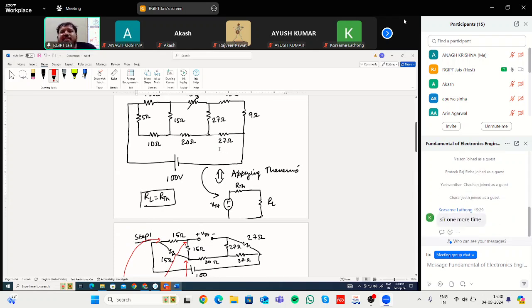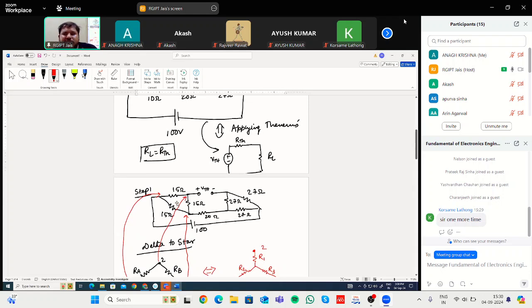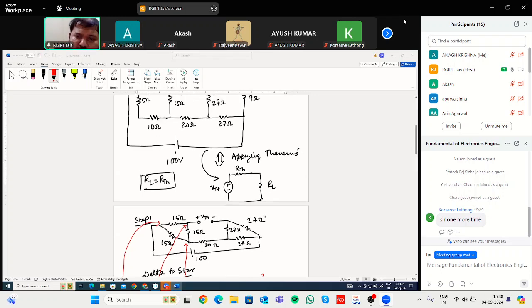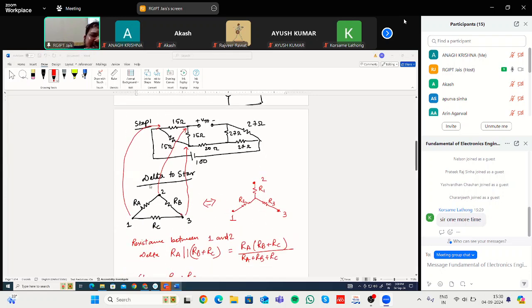Then again, to apply Thevenin's, here you can apply delta to star conversion. So if the concept of delta to star is not clear, it will be difficult to solve this problem. The number of equations will increase. So the main idea is to see this.